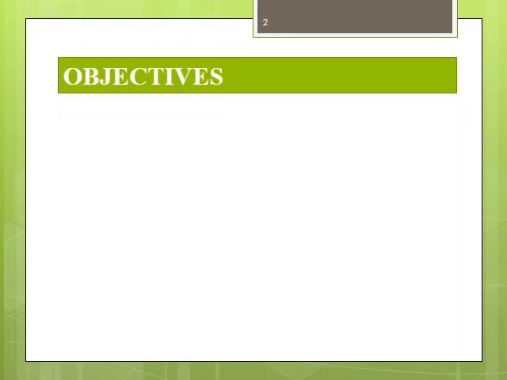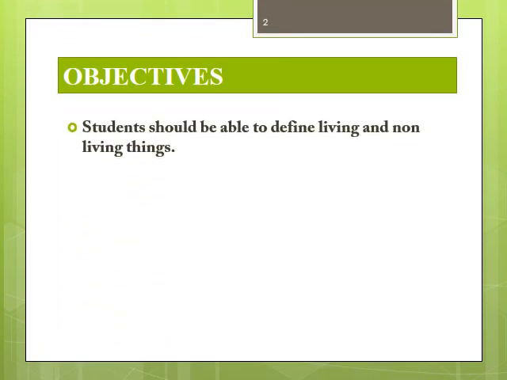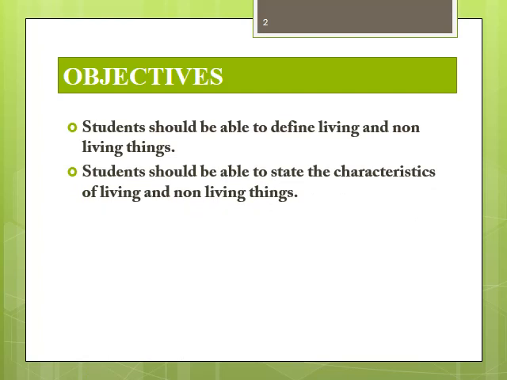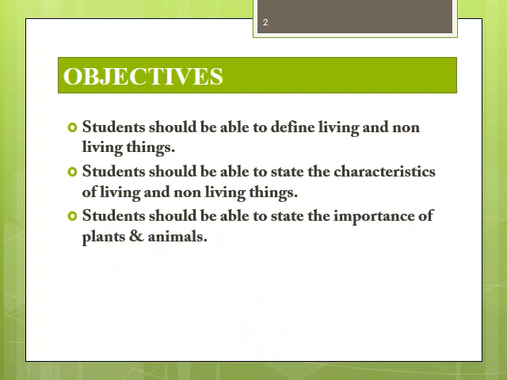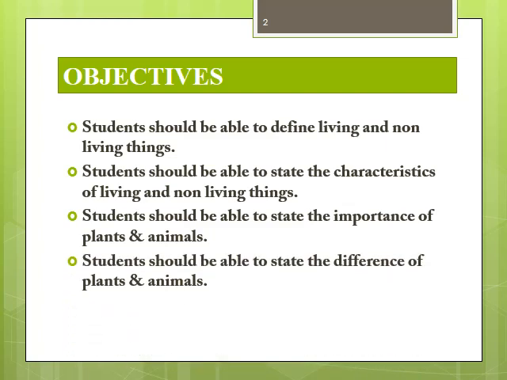Objectives of the lesson. 1. Students should be able to define living and non-living things. 2. Students should be able to state the characteristics of living and non-living things. 3. Students should be able to state the importance of plants and animals. 4. Students should be able to state the differences between plants and animals.